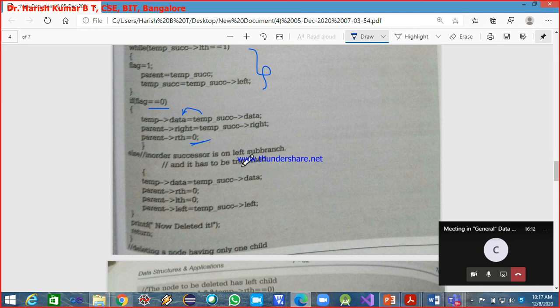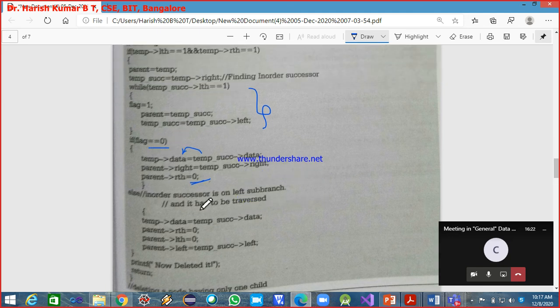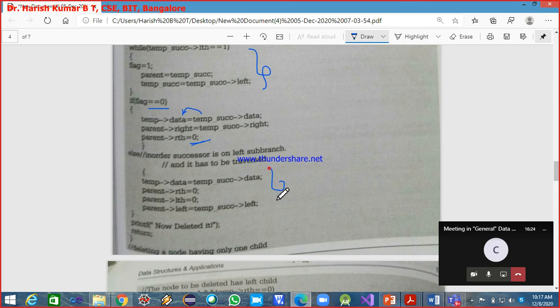Else, the in order successor is on the left sub branch and it has to be traversed. So if the in order successor is not in the right sub branch, then you have to traverse the left sub branch.